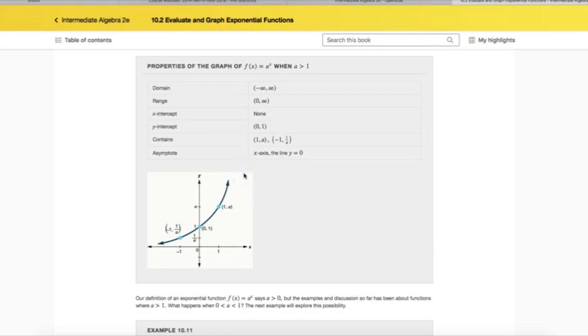So with lines, with linear equations, you increased by constant sums. Okay, you kept adding the same amount. This time you multiply the same amount.